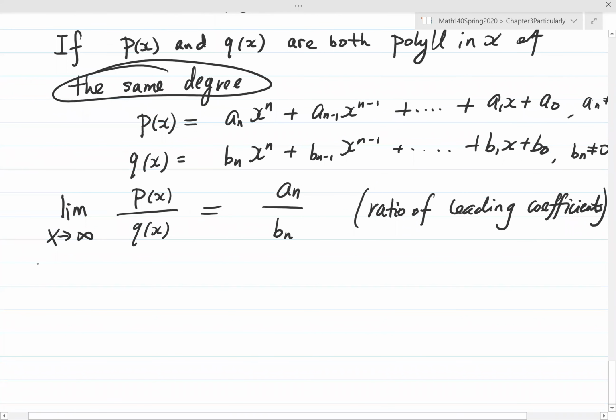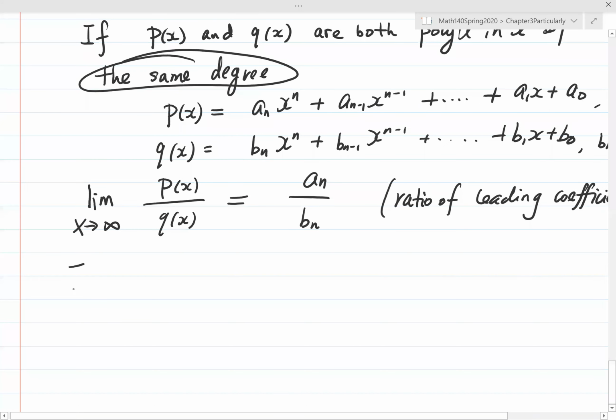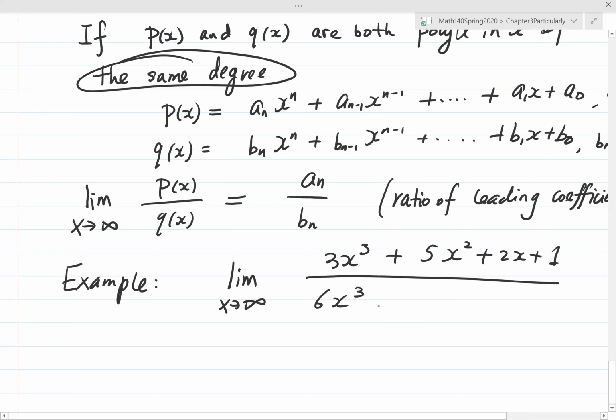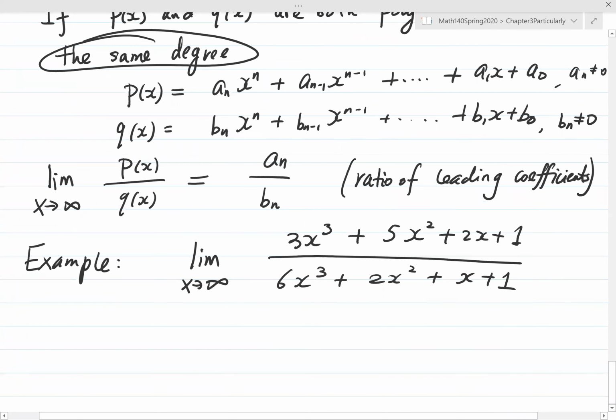For instance, example: limit as x approaches infinity of 3x cubed plus 5x squared plus 2x plus 1 over 6x cubed plus 2x squared plus x plus 1. You see the denominator and numerator are both polynomials in x of the same degree, both degree 3.